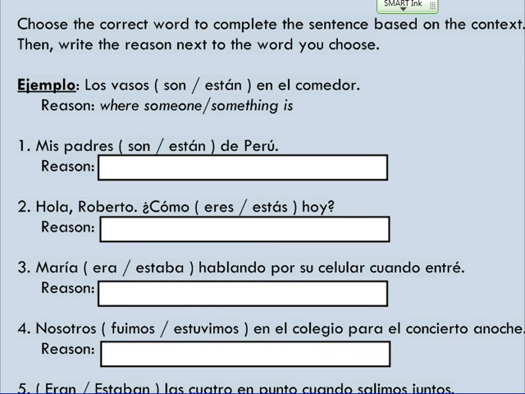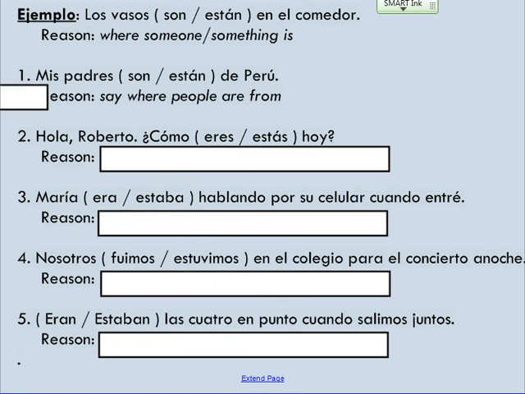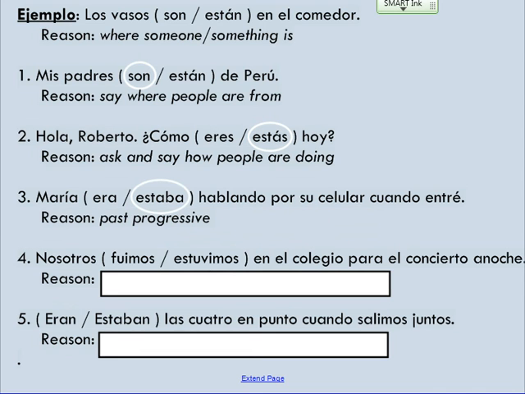All right, let's see how we did. Make corrections as we go. Mis padres son de Perú. This one we're saying where people are from. Hola Roberto, ¿cómo estás hoy? Asking and saying how people are doing. María estaba hablando por su celular. That's the past progressive.